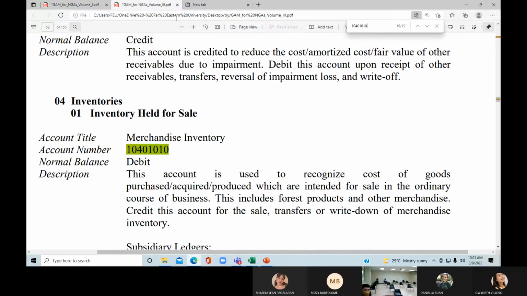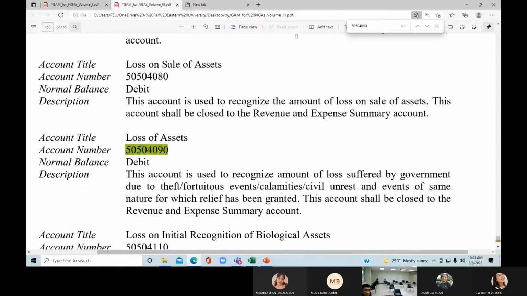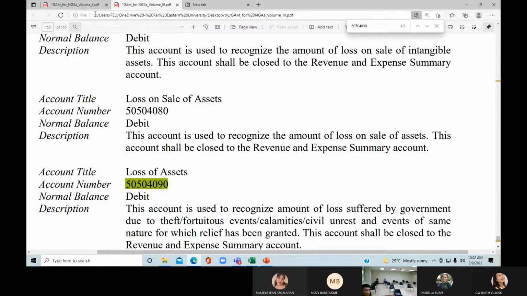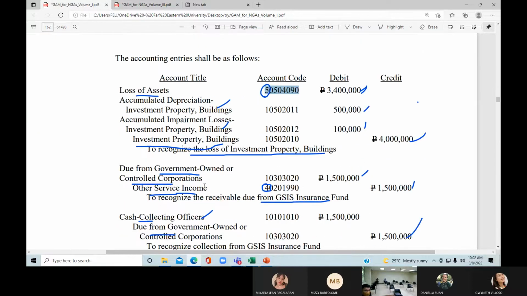Itong account na to, puntahan mo rin dyan sa GAP. This account is used to recognize amount of loss suffered by government due to theft, fortuitous events, calamities, or civil unrest, and events of same nature for which relief has been granted. Okay. So ano kayang relief yung sinasabi dyan? Tingnan mo yung next entries.